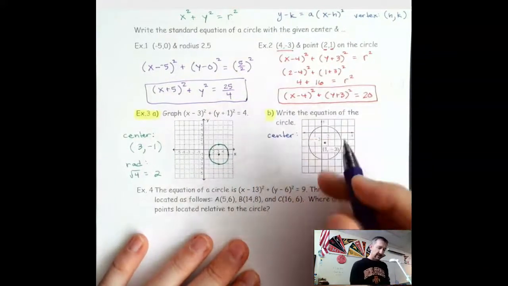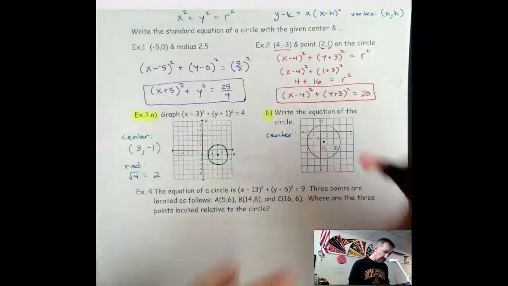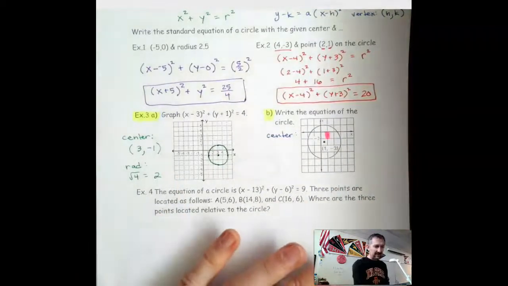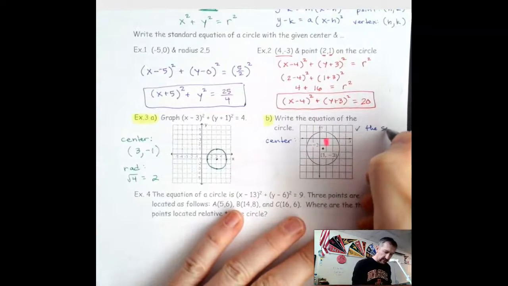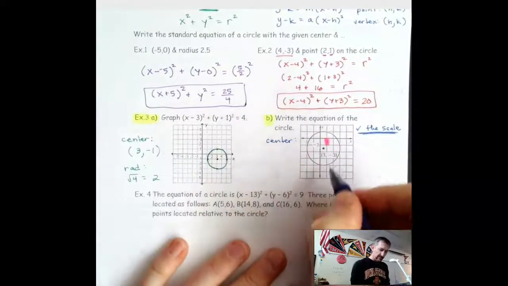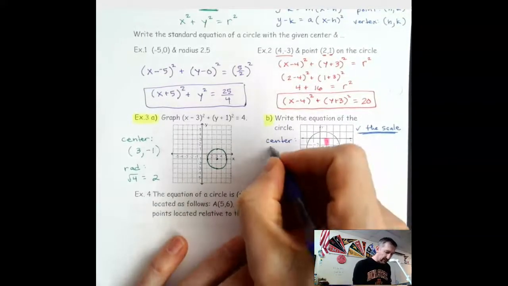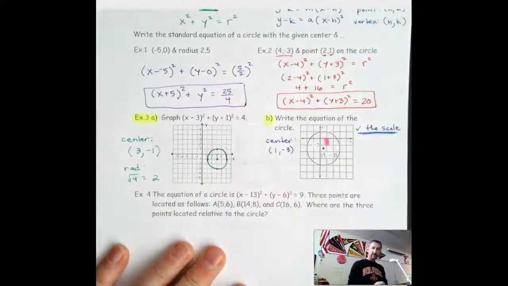So the center, now you got to be careful here. So this is important. Anytime you have a graph, make sure you check the scale. Check the scale. This is going by 2's. So actually the center is 1, negative 3. That's a little bit tricky if you're not paying attention.